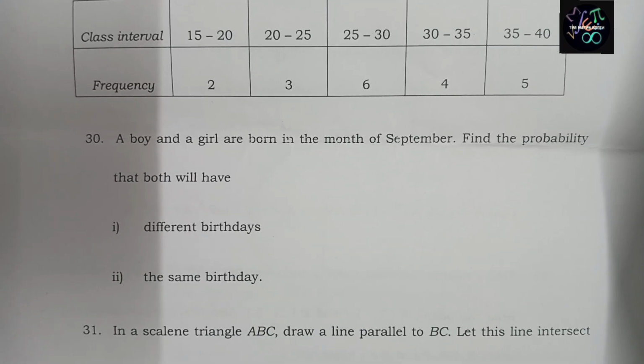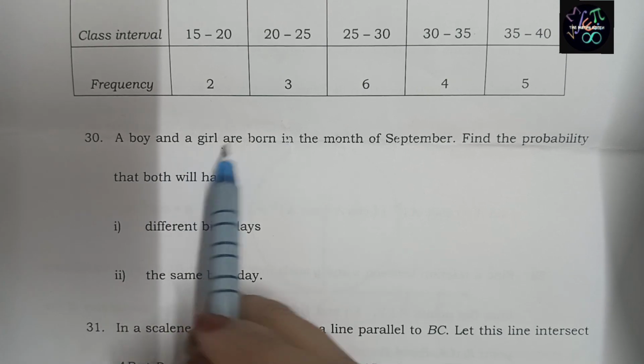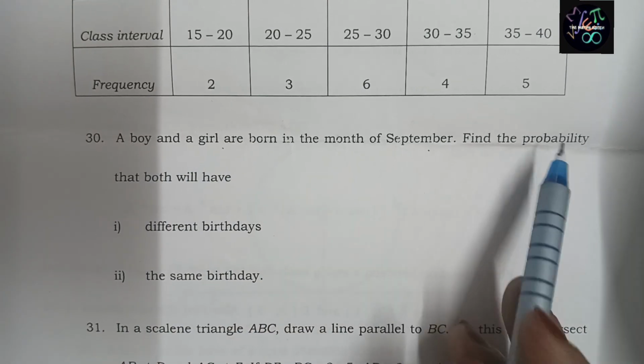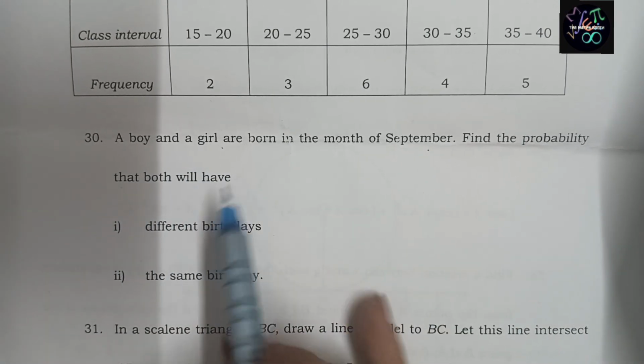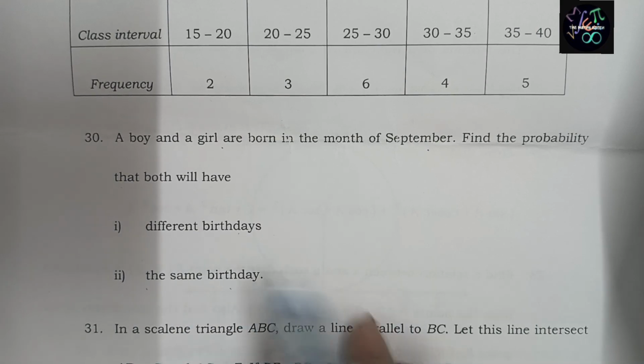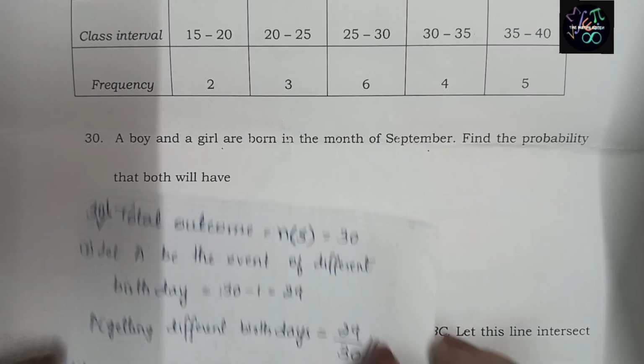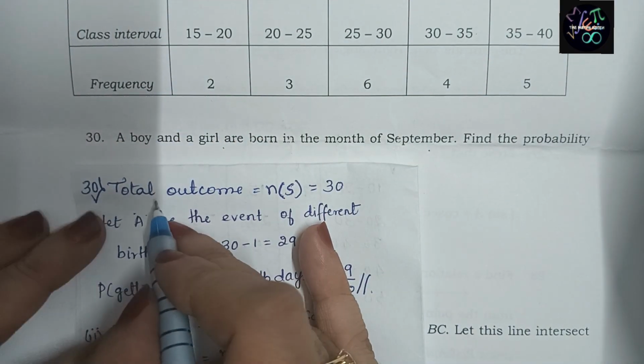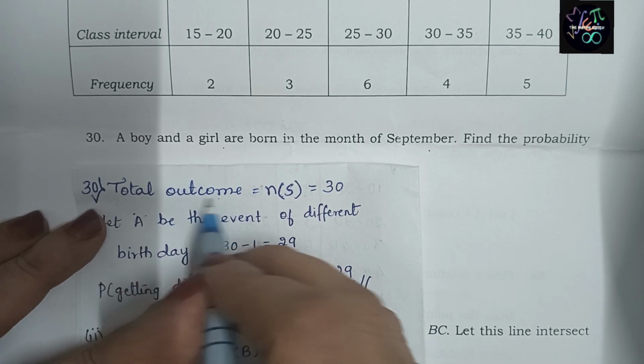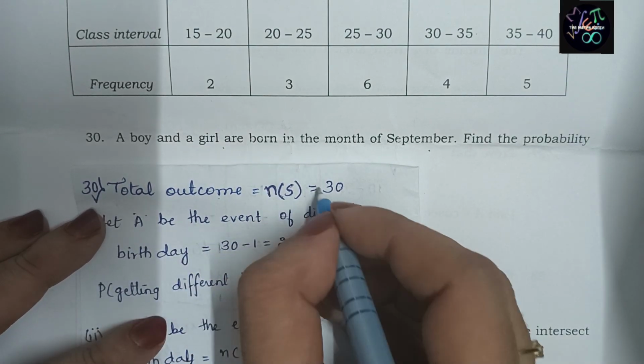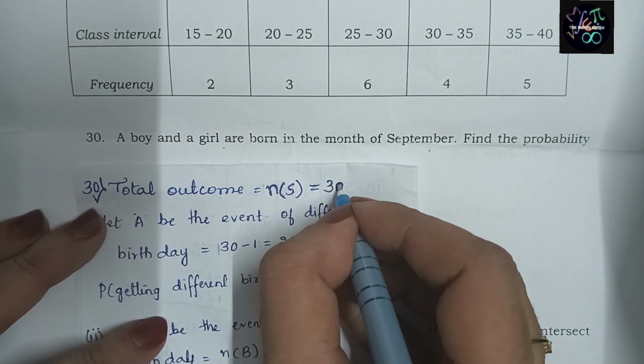So the question number 30. A boy and a girl are born in the month of September. Find the probability that both will have different birth dates, and the same birthdays. Very good question and interesting also. We know the total number of days in September is called the total outcome. That is n of S is 30. Total number of days in September is 30.